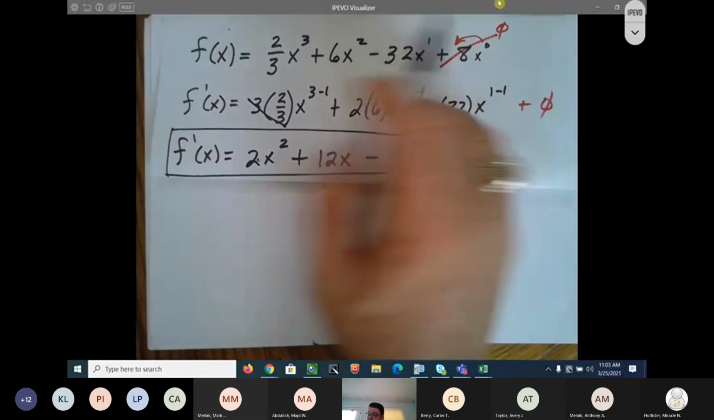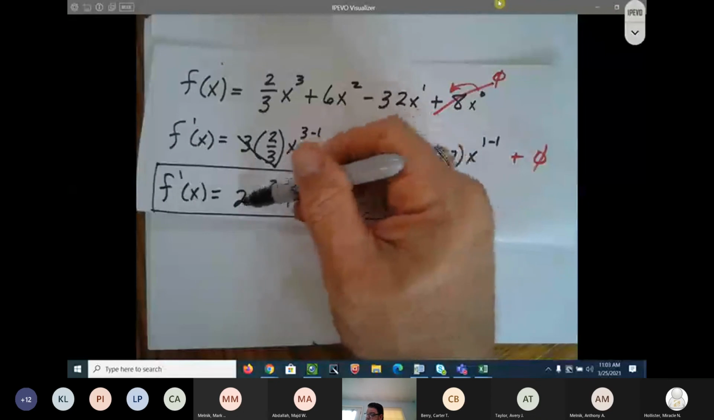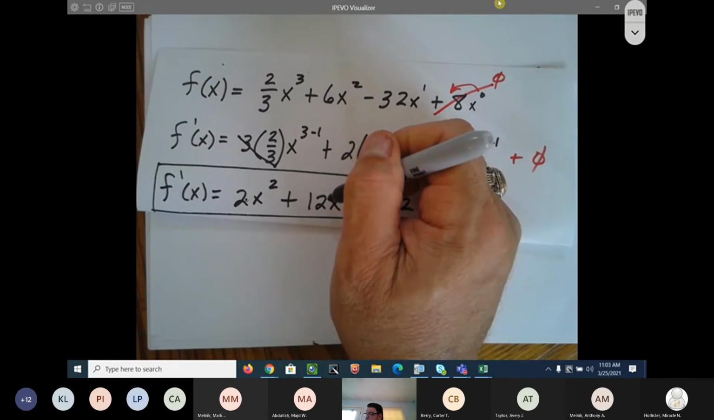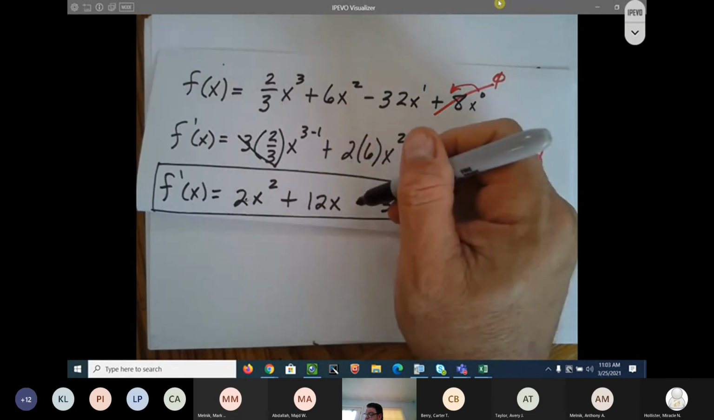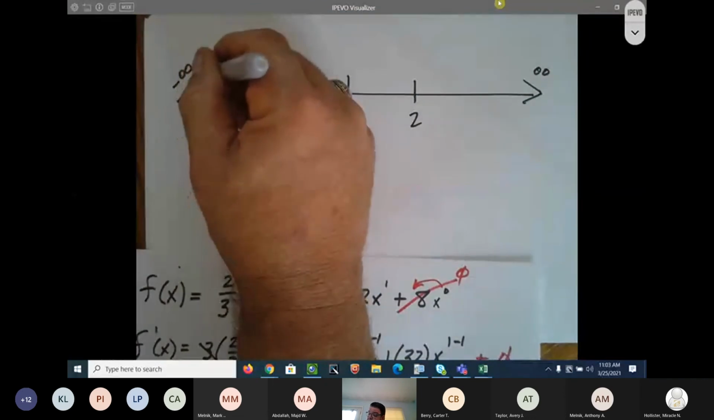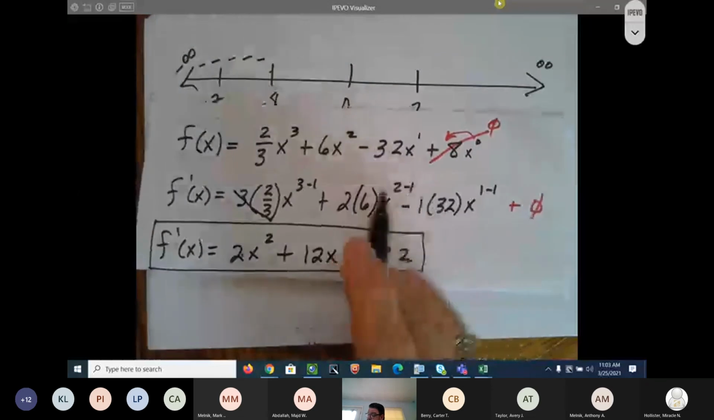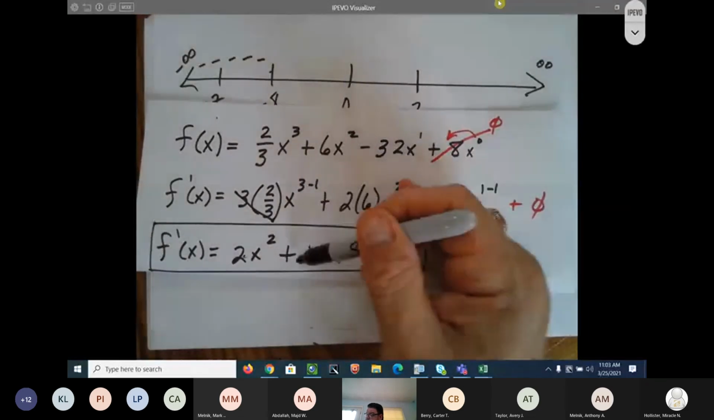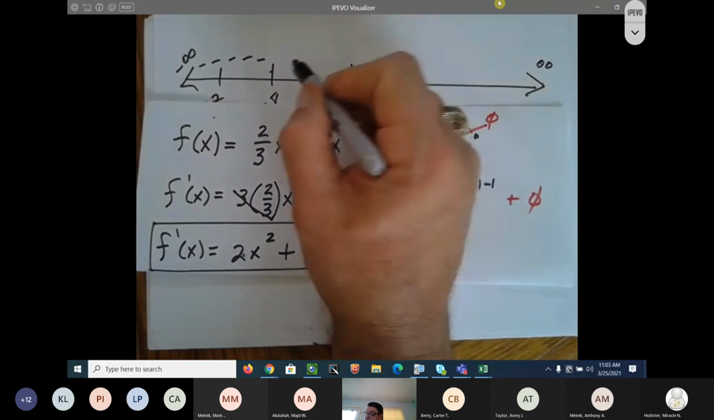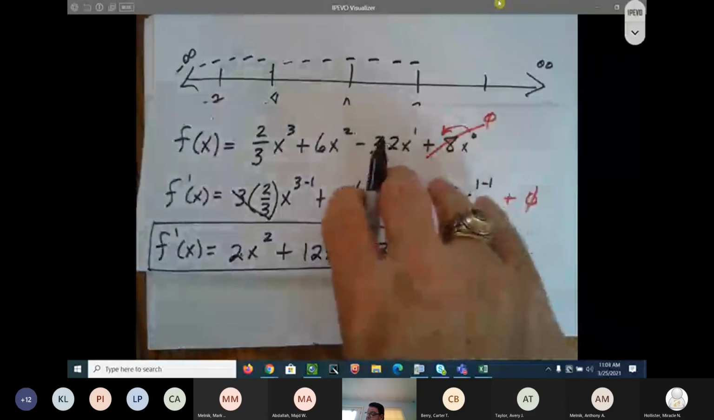Did I plug in negative? What did I plug in? Negative 7. Negative 7 will be 100 plus negative 84, still positive, minus 32 is going to be negative. Let's plug in 0. 2 times 0 is 0, plus 12 times 0 is 0, minus 32 is going to be what? Negative.